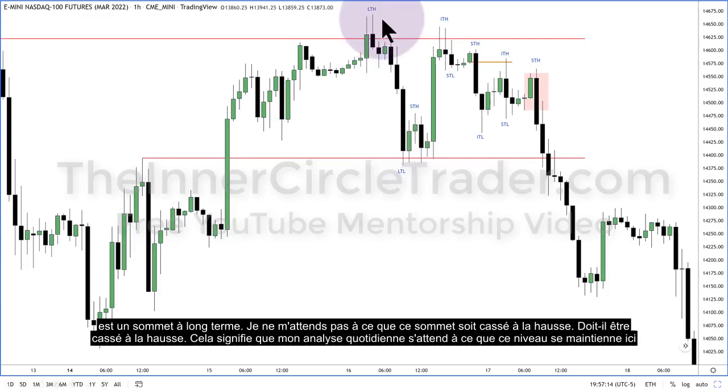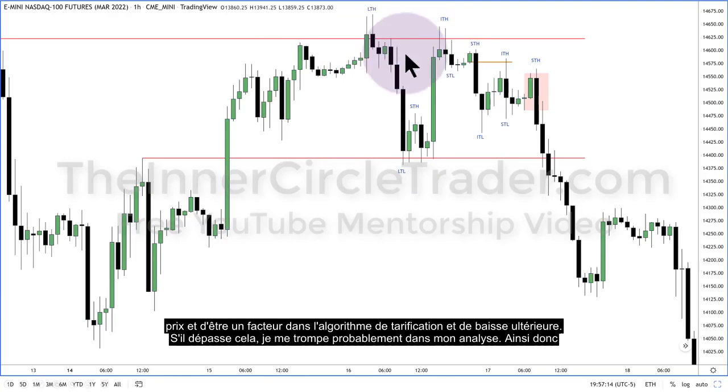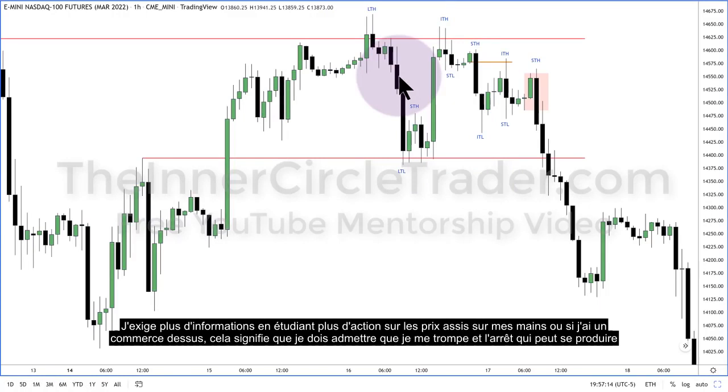This now is a long-term high. I do not expect this high to be broken to the upside. Should it be broken to the upside, that means that my daily analysis, expecting this level here to hold price and to be a factor in the algorithm repricing and going lower at a later time, if it goes above that, then I'm probably wrong in my analysis. So therefore, I demand more information by studying more price action and sitting on my hands. Or if I have a trade on, it means that I have to admit that I'm wrong, and the stop out that may occur is just me managing risk.